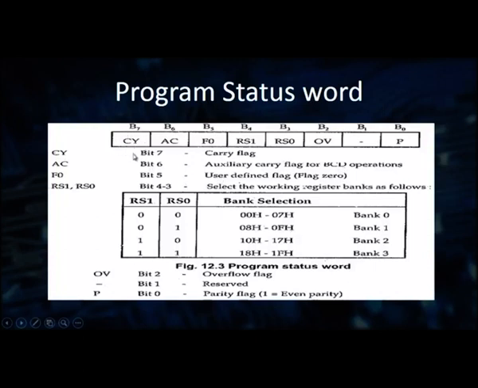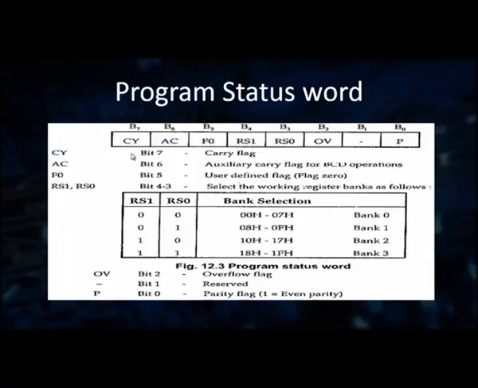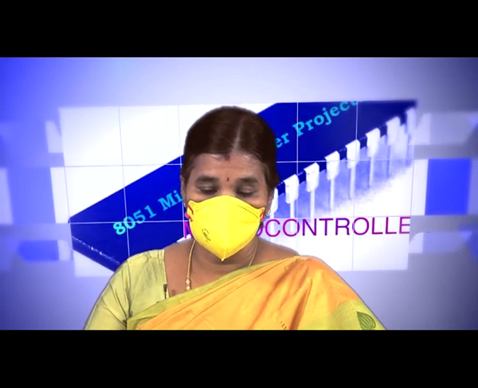Then CY is the carry flag. When this bit is 1, it means a carry occurred during the previous arithmetic operation. If it is 0, there is no carry. The same bit position is also used for subtraction. During subtraction, when the carry flag is 1, it represents that a borrow occurred. If it is 0, there is no borrow. So, during addition it is called a carry, and during subtraction it is called a borrow.